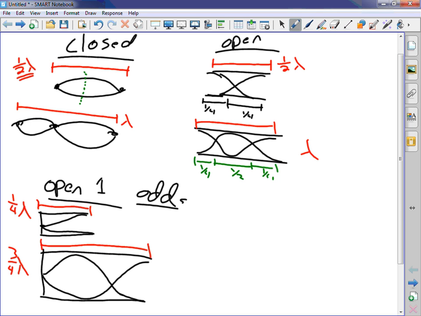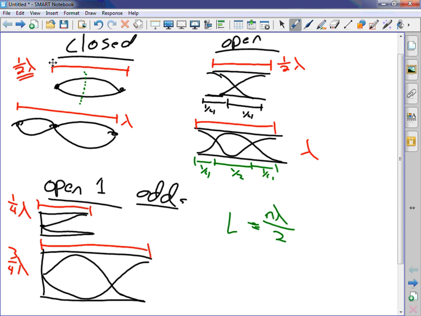The length of the string or the pipe, whatever you're dealing with, is equal to n lambda over 2, where n is the harmonic number. First harmonic, fundamental, n equals 1, second harmonic, third, fourth, whatever. Length of the pipe, length of the string, n lambda over 2. If you're open on one end, you can only have the odds.